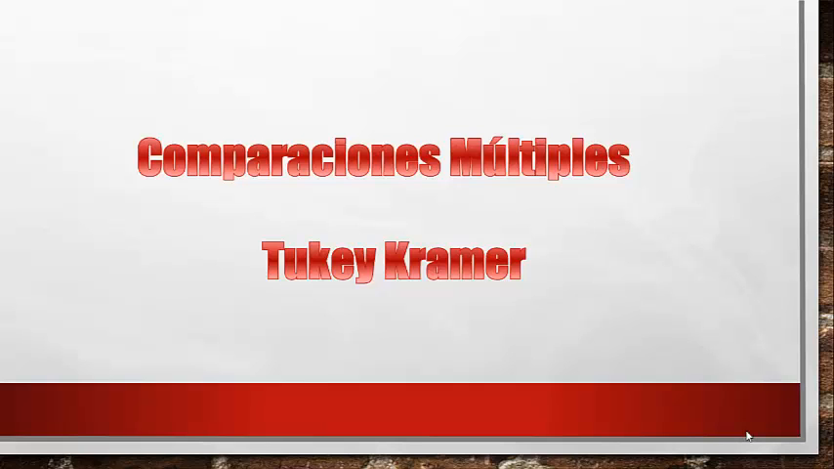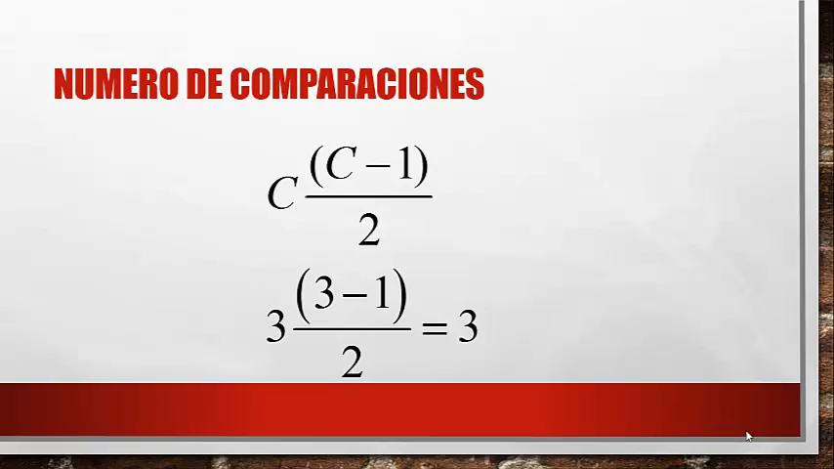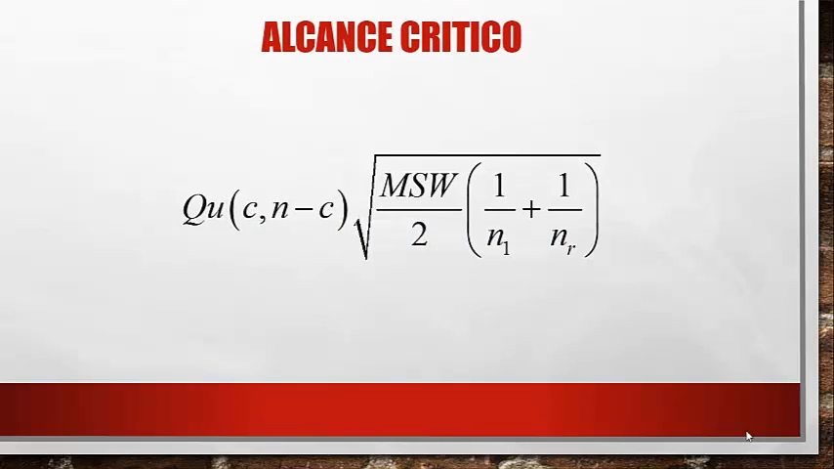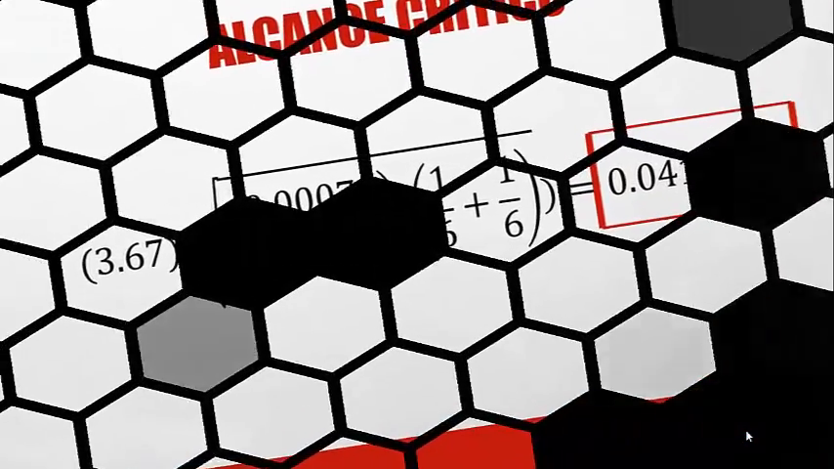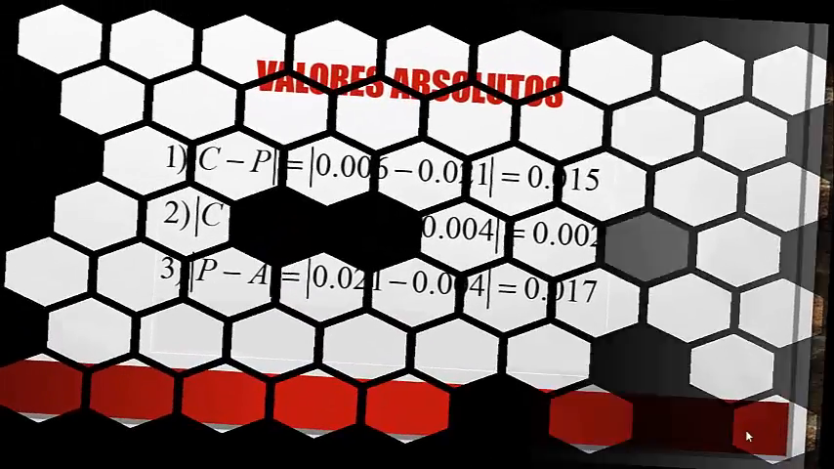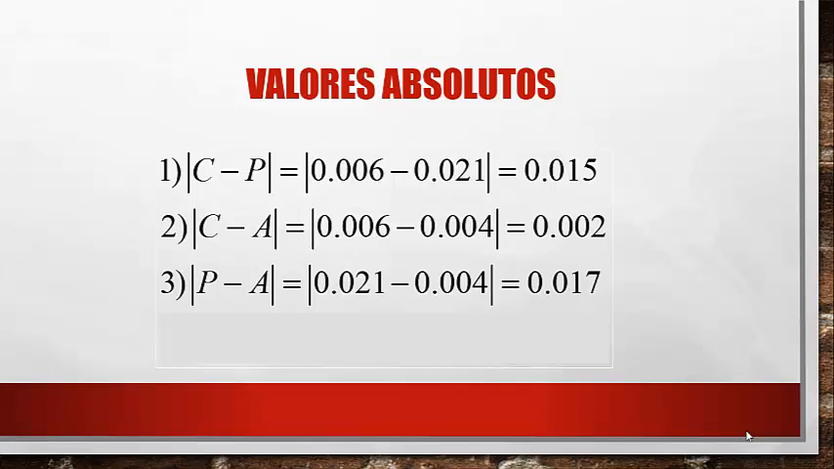Multiple comparisons, Tukey-Kramer. Where C means number of columns. We continue with the development of the critical range. Replacing data with the formula. We get the absolute values; if an answer is given with a negative sign, it is omitted.